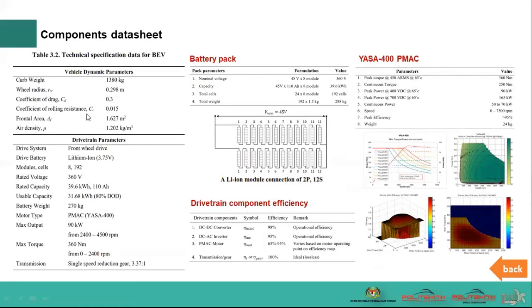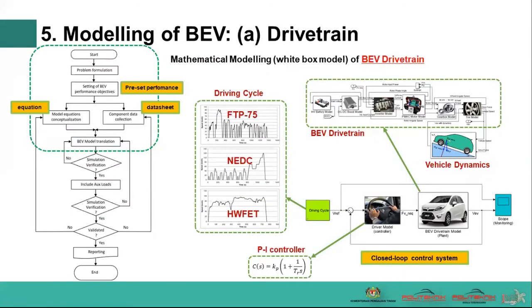This is for the Iris EV, the B segment, and battery pack, PMAC for Yasa 400, and finally the component efficiency. For the purpose of performance testing, the model was prepared in a closed-loop control system. It consists of 3 inputs: driving cycle, STP75, and DDC and accelerator STP. We go to the detail later. And then the plant of BEV drivetrain and vehicle dynamics, PI controller, and finally the monitoring system.